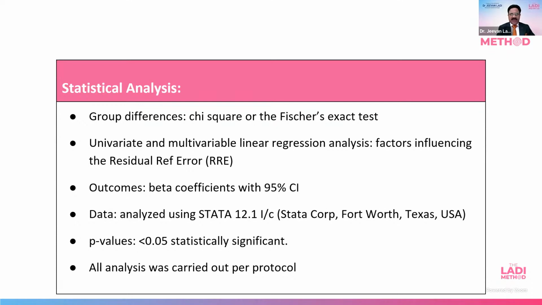Univariate and multivariate linear regression analysis was done for factors influencing residual refractive error, which was the main aim of this study. Outcomes were explained as a beta coefficient with 95% confidence interval. Data was analyzed using Stata 12.1, IC Stata, Fort Worth, Texas, USA. P-values less than 0.05 were considered statistically significant. All analysis was carried out as per the protocol.